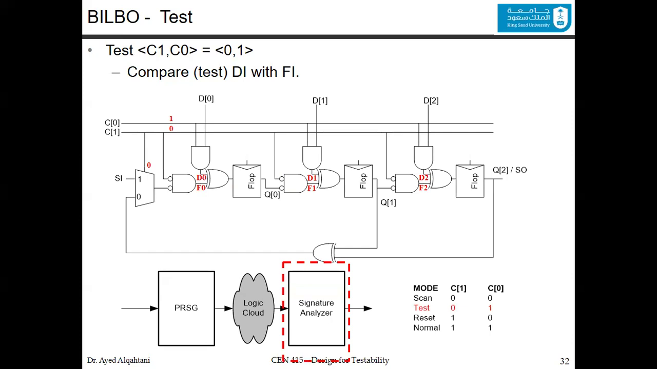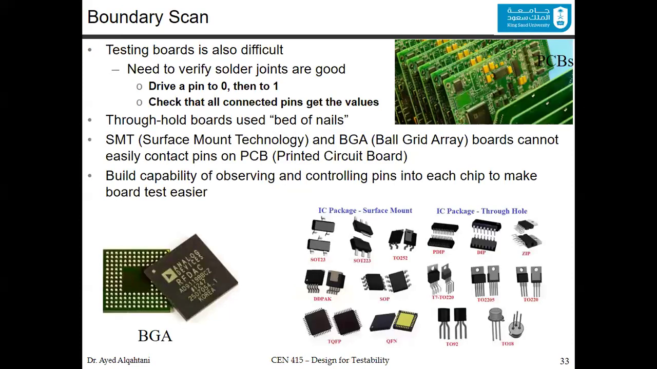Now we will talk about the last point, which is the boundary scan. In the boundary scan, testing a board is also, as we said, difficult, even with boards. So you need to verify the solder joints are good, driving a pin to 0, then to 1, to make sure that they are correct at the solder points or the external pins. You check that all connected pins get the value. The through-hole boards used a bed of nails.